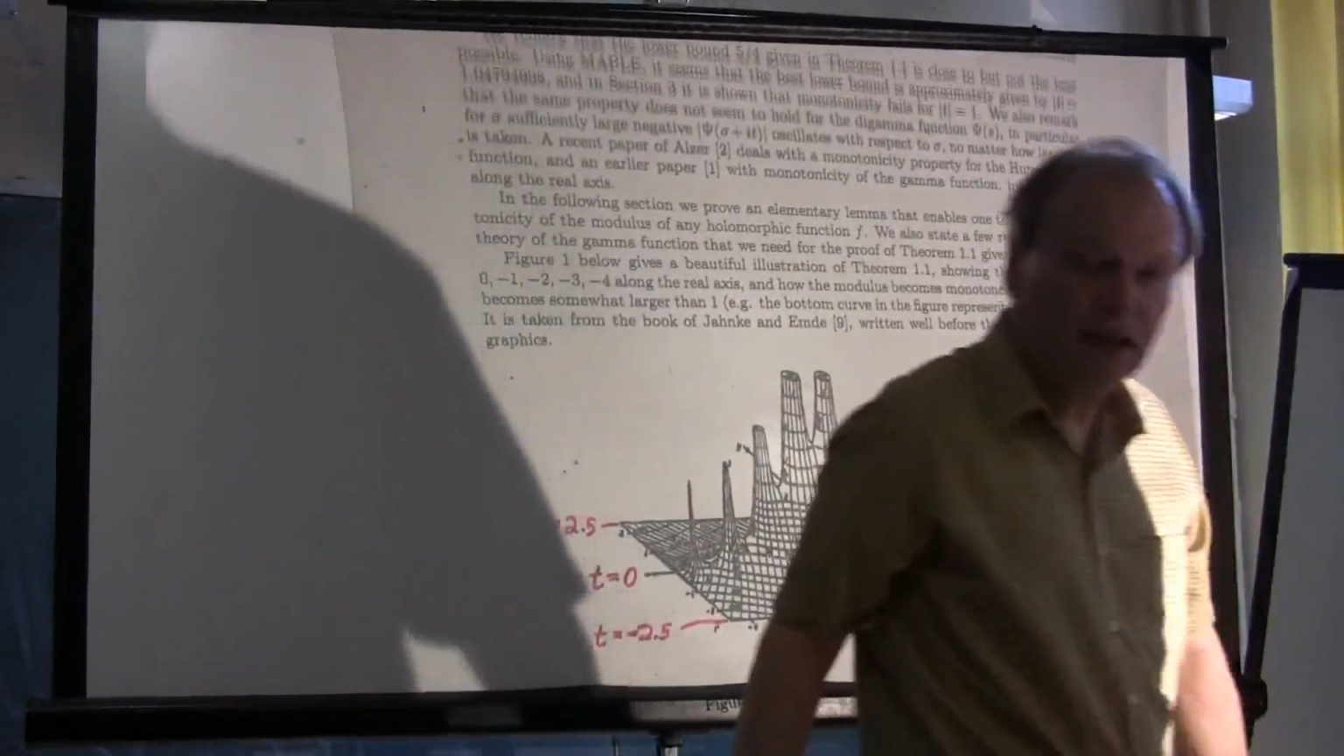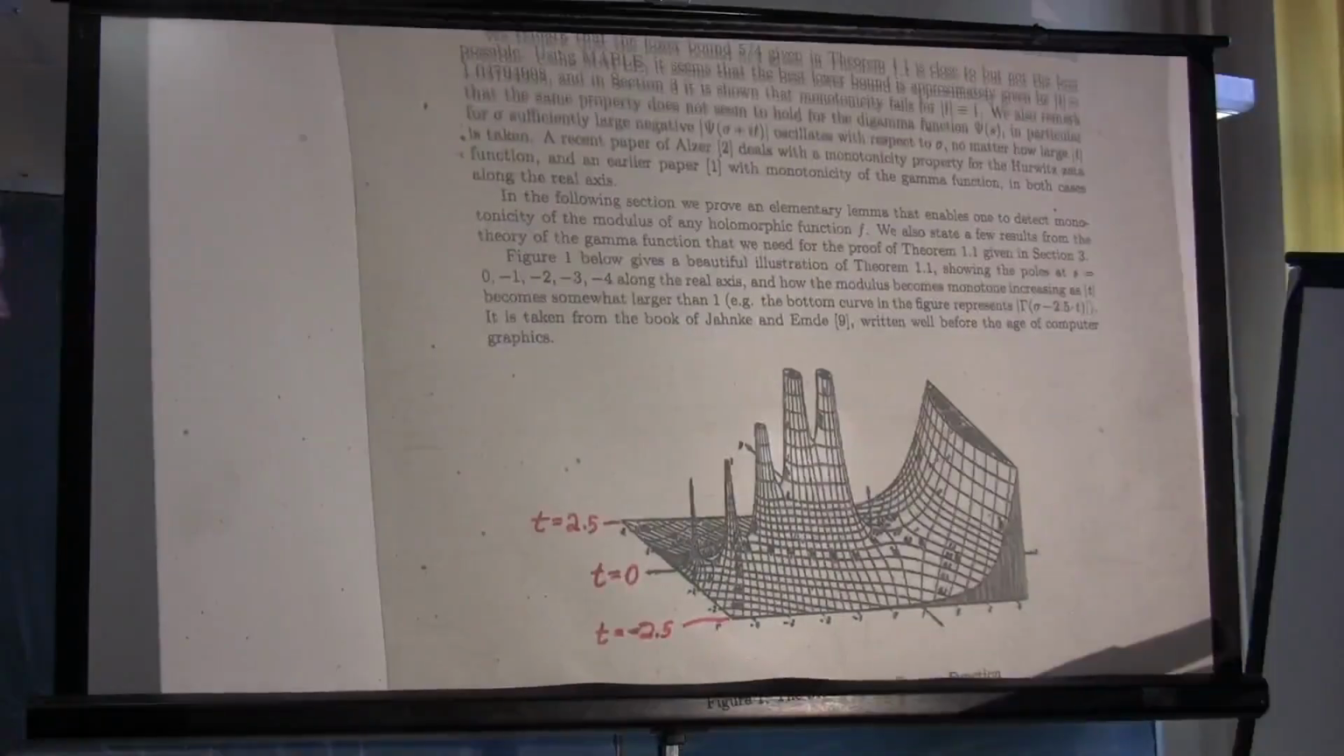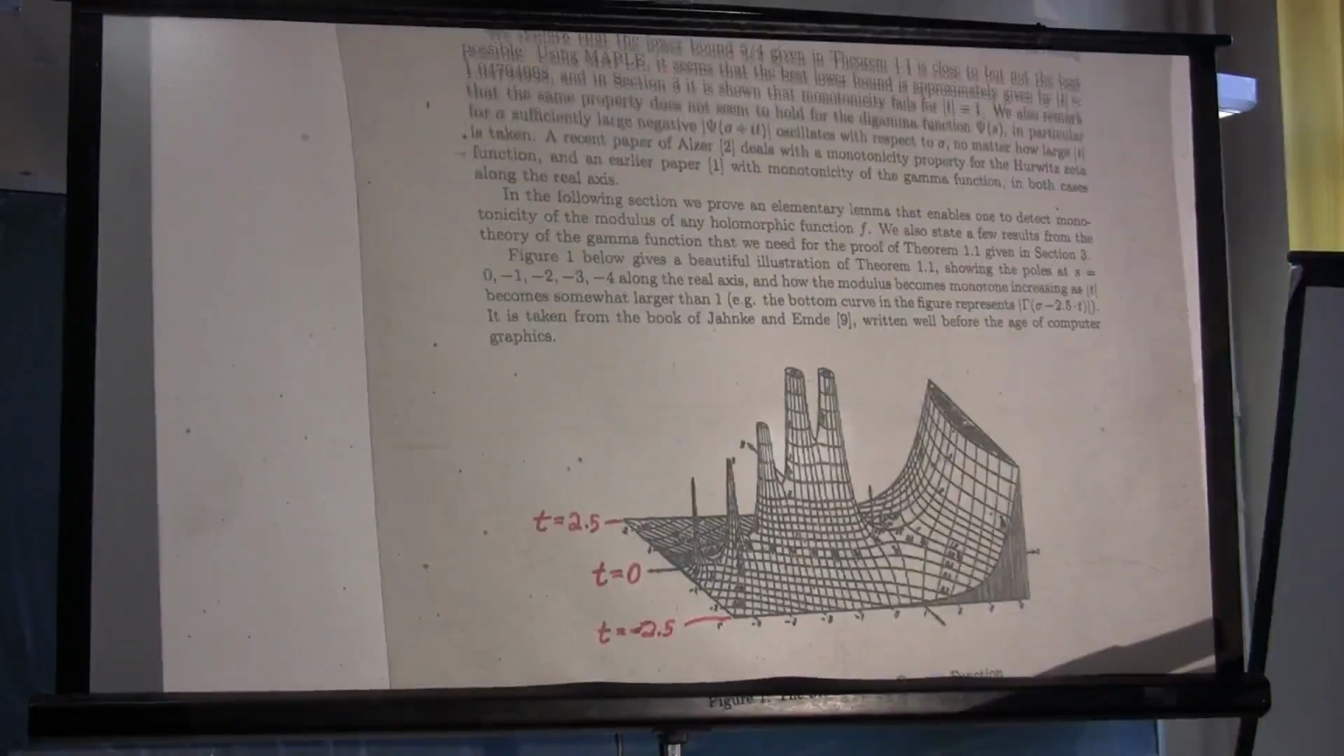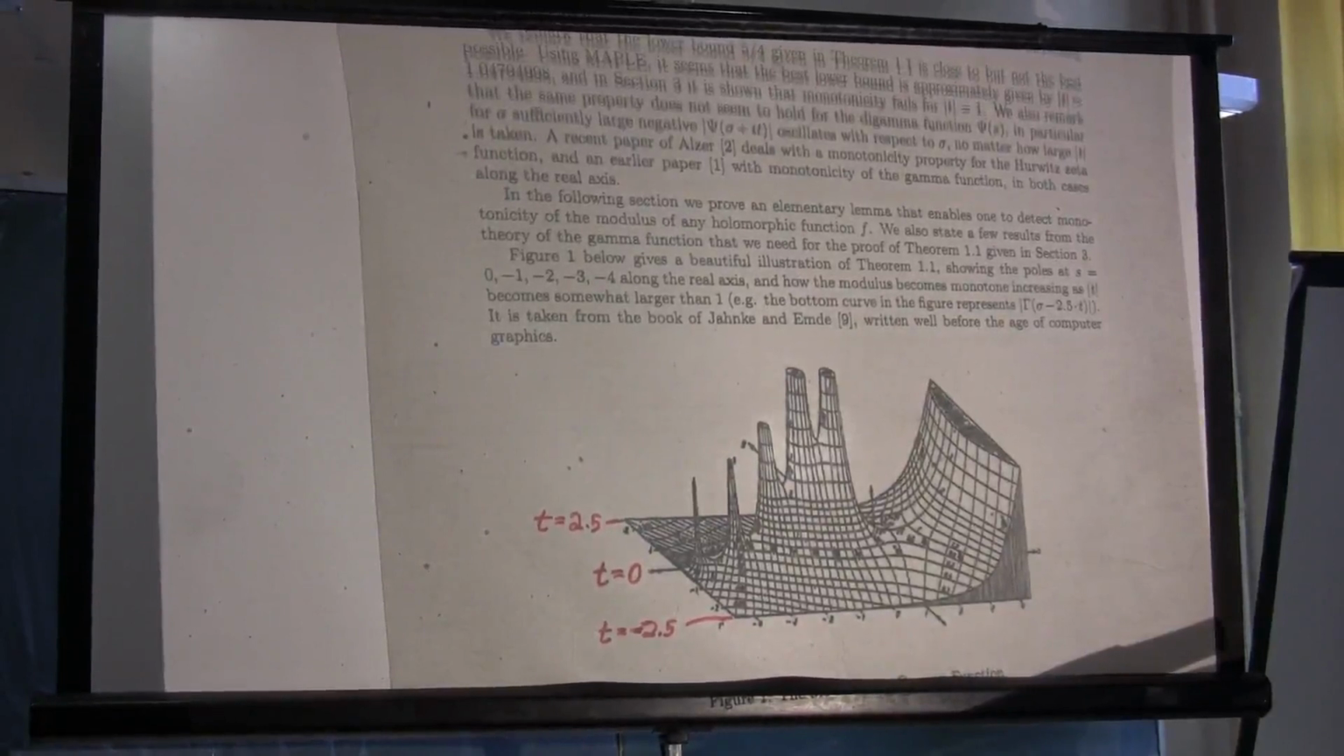So this is the modulus of the gamma function. The first amazing thing about this picture, it was done in the 1930s by two German mathematicians, Jahnke and Emde. They wrote a book on tables of complex functions. One of the very first ones is the gamma function. So this is a picture of the modulus of the gamma function.